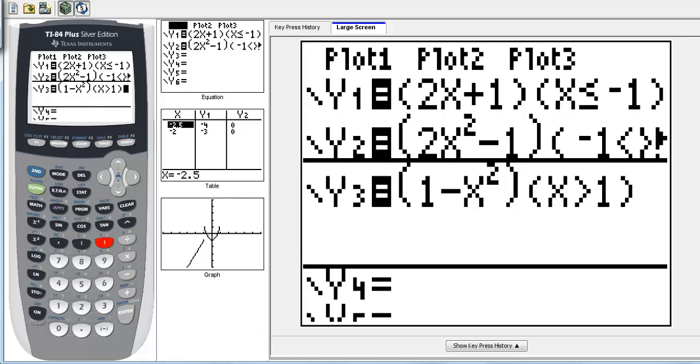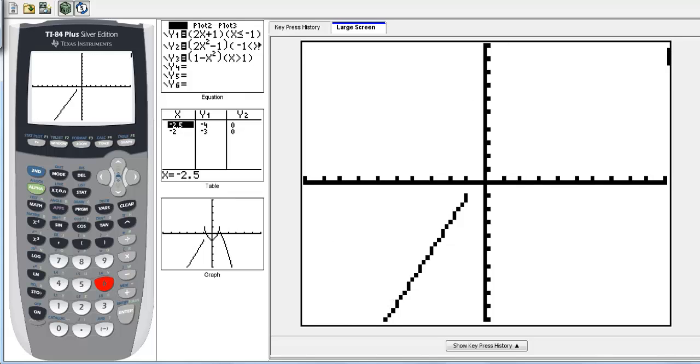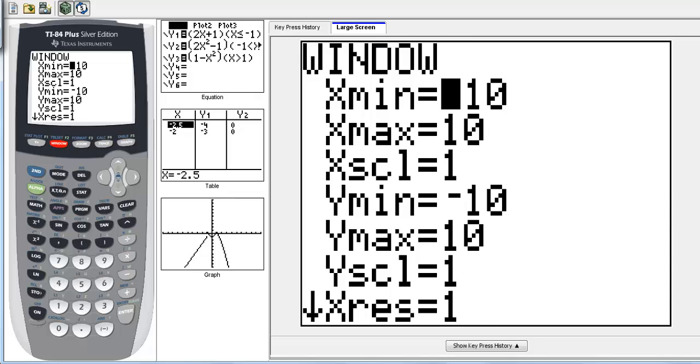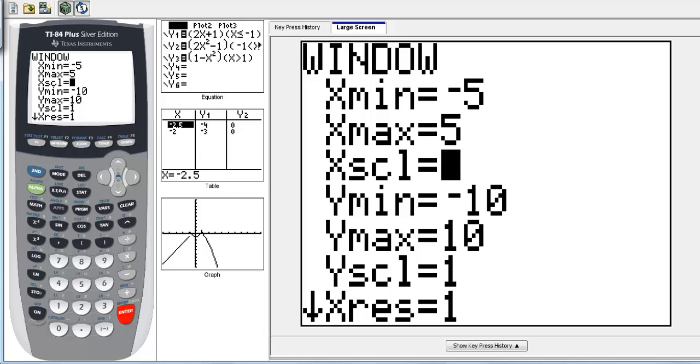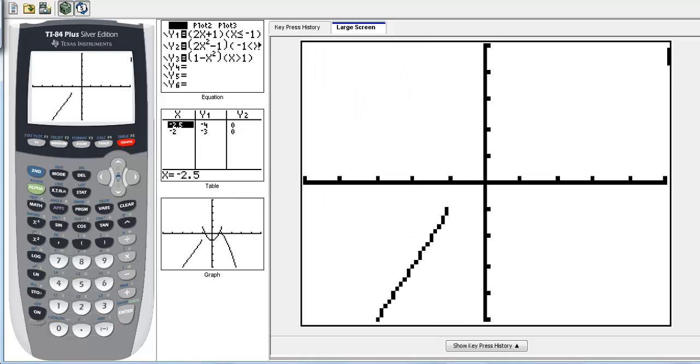And again, I would start with zoom 6, which is zoom standard. And you notice we have our straight line, and then we have our parabola here, and then the other parabola going down. So if I zoom in a little bit here, I can go from maybe -5 to 5 on the x, and then on the y, let's try the same thing, -5 to 5 on the y-axis. So you can see the line comes up, and then there's a jump. We get up to the parabola, and then we have our parabola here at the bottom right.